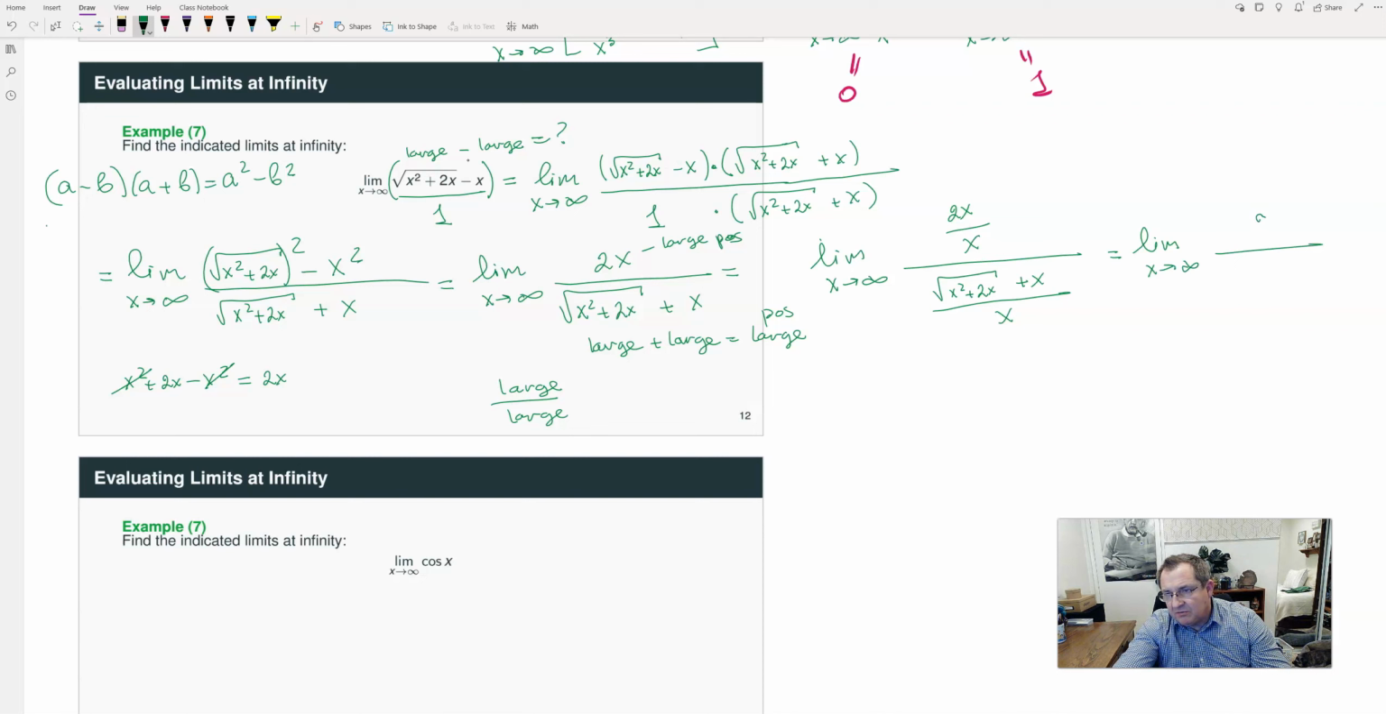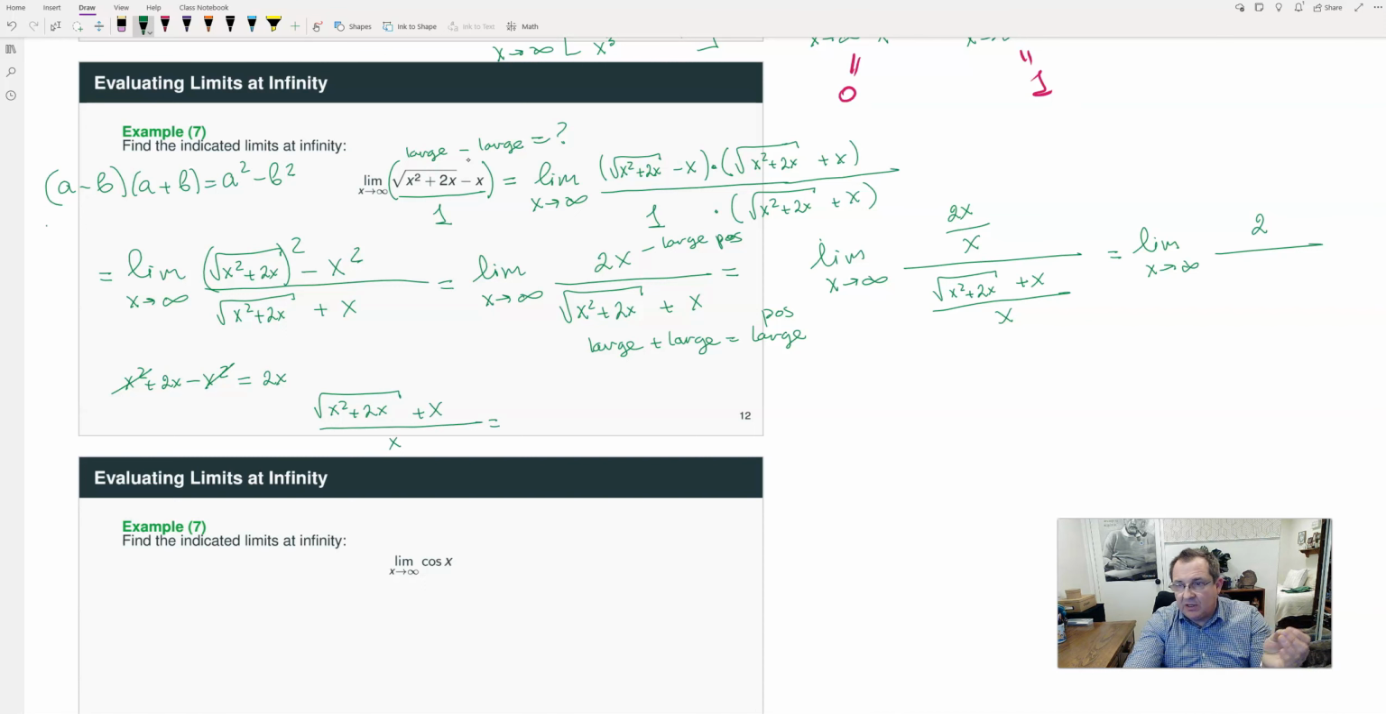The numerator simplifies to 2. The denominator is a little bit trickier, so let me work it out separately. So let me start from the square root of x squared plus 2x, plus x, divided by x.